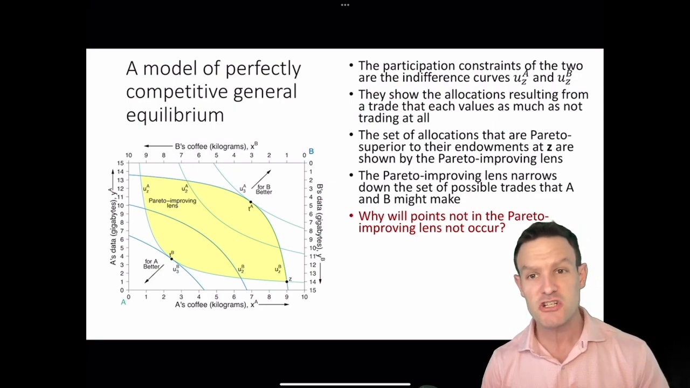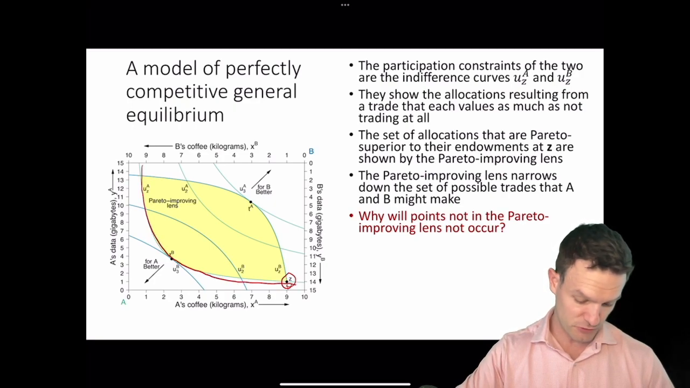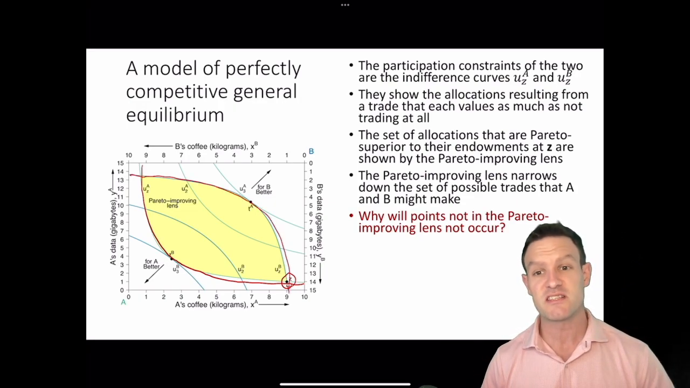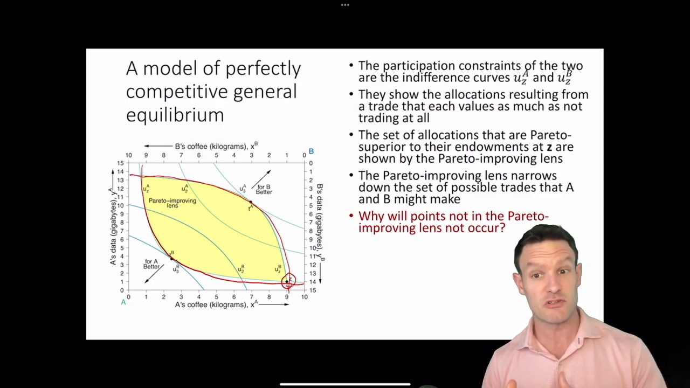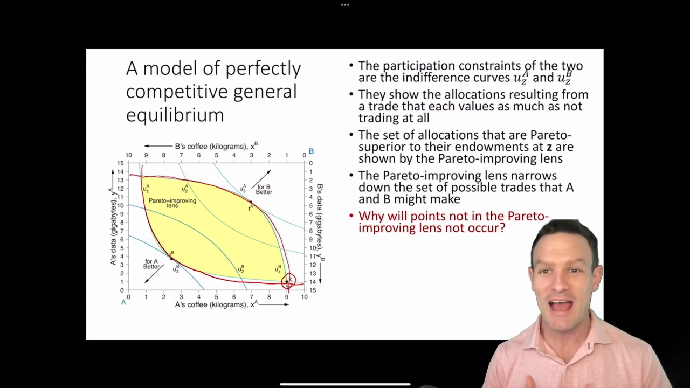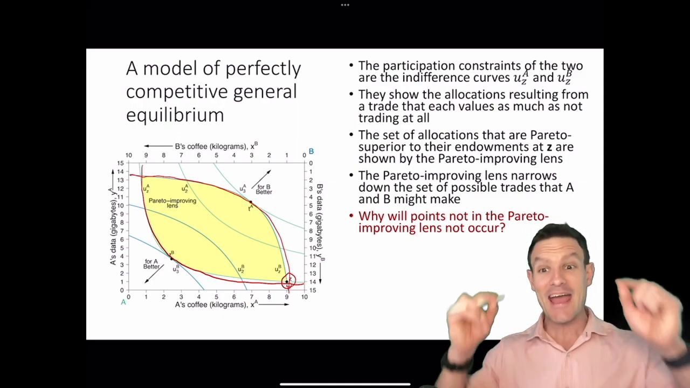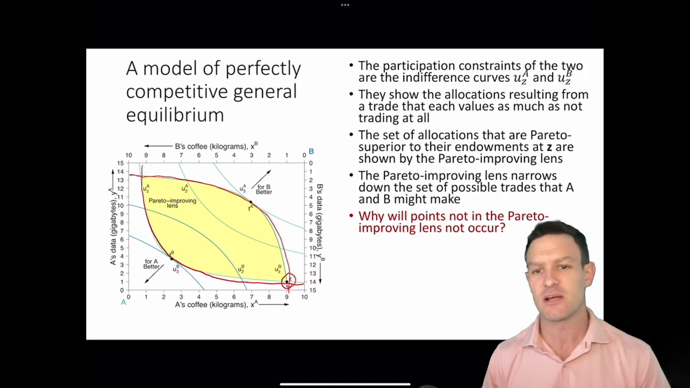So when we think about that, what does this mean? It means that the participation constraints of the two are the indifference curves through point Z. So if we take point Z and take each of their indifference curves, for Adamo, it's this indifference curve through point Z, and for Beatriz, it's this indifference curve through point Z. We can see there that those indifference curves are their participation constraints. They are the utilities that they receive at their endowment. So we show the allocation resulting from a trade that each values as much as not trading at all. So at any allocation along those participation constraints, we can see trades that they would value as much as their initial allocation or their endowment.